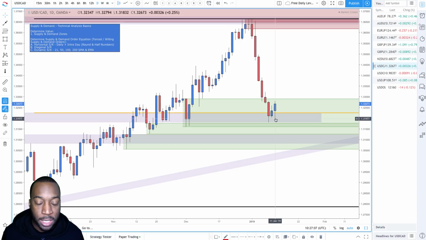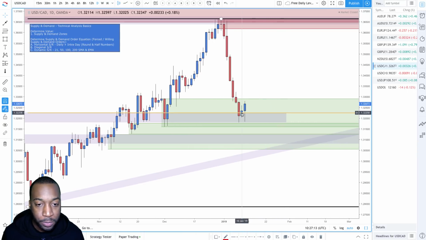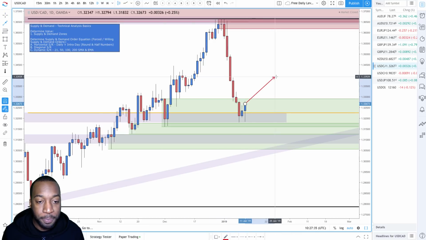A nice outside candle, which I do like to enter on, especially after you've got a drop of 1, 2, 3, 4, 5, 6 negative candles in a row. And again, this isn't financial advice or trading advice, just saying that if you believe that the dollar is going to get stronger and this is your entry trigger, then it's a decent entry trigger.